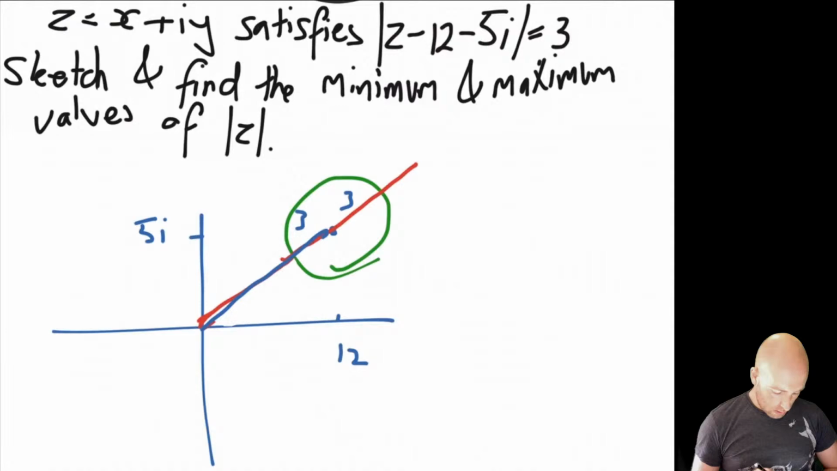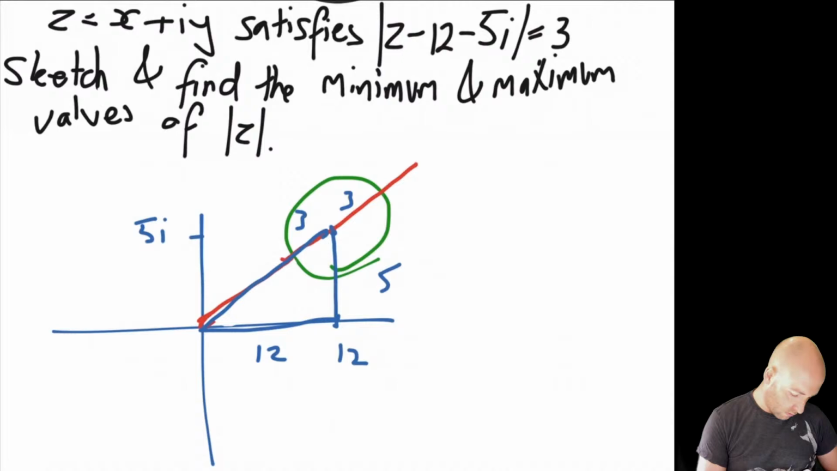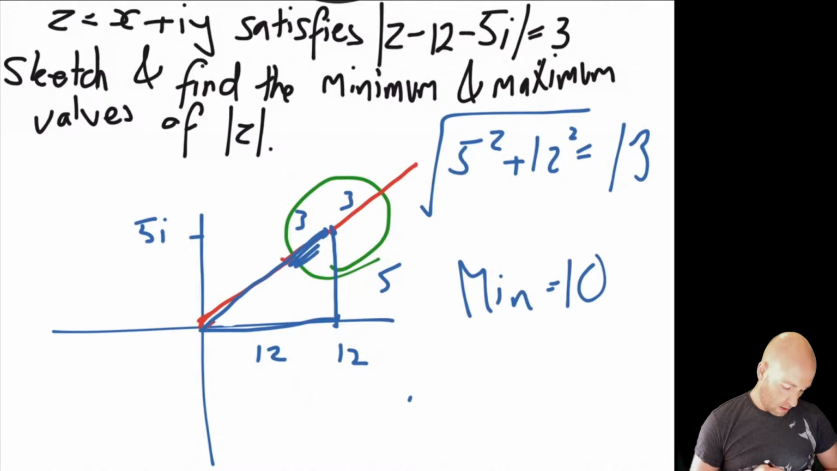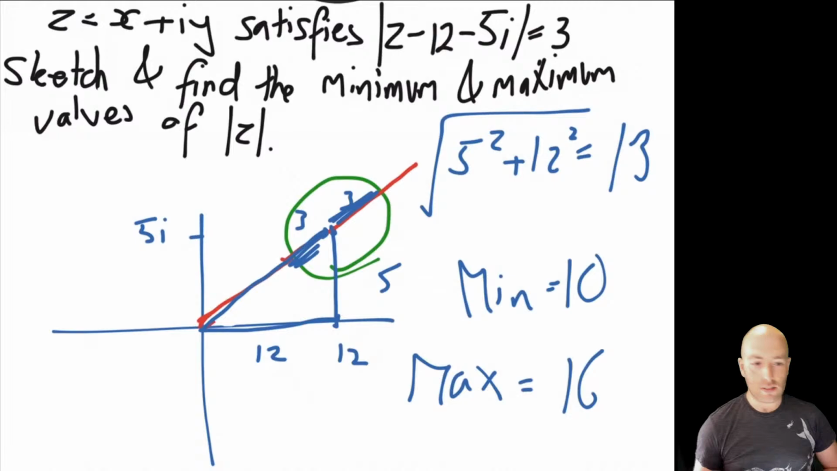So, the center of the circle, we know is 12, 5. So we can do 5 squared plus 12 squared. Square root it, which gives us 13. So the minimum is going to be 10, 13 take away 3. And the maximum is going to be 16, which is 13 plus the 3. So well done, you guys who got that.